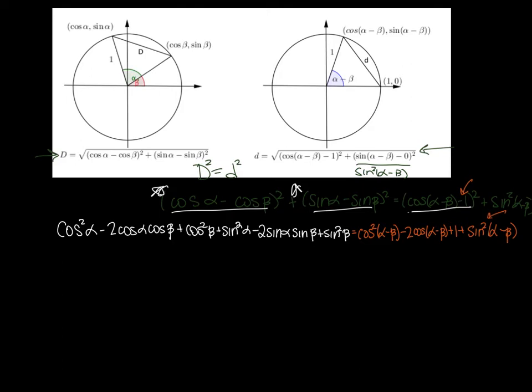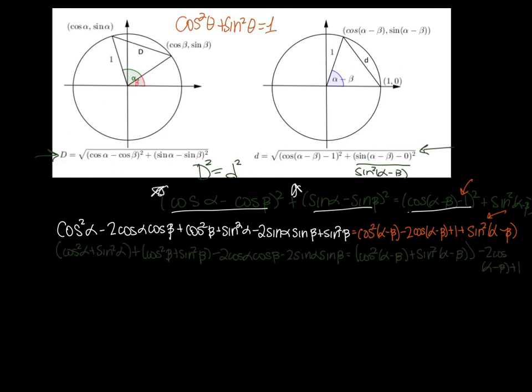It's important that we remember our Pythagorean identities. Remember that cosine squared theta plus sine squared theta is going to equal 1. So I'm going to rearrange some of these terms using the commutative property of addition, and I'll show you how we group them to get some 1s by using the Pythagorean identity. This gets a little long, so I'm going to explain. I've grouped cosine squared alpha plus sine squared alpha together. That's going to give us 1. I've grouped cosine squared beta plus sine squared beta together. That's going to give us 1. These two terms here didn't change.